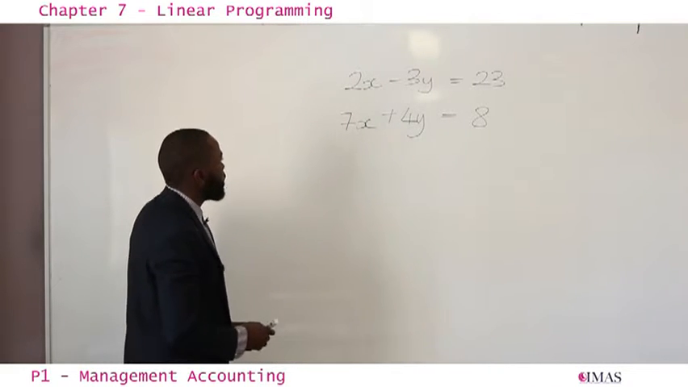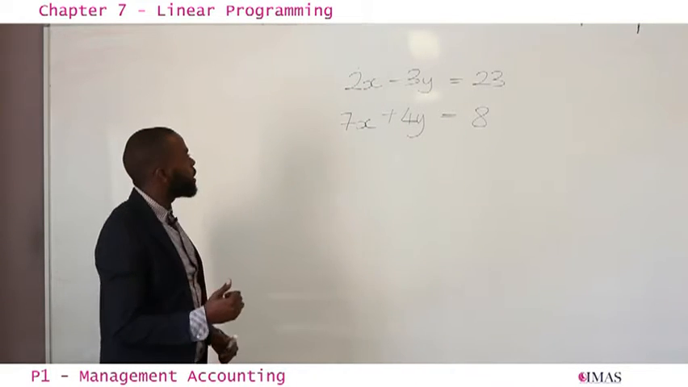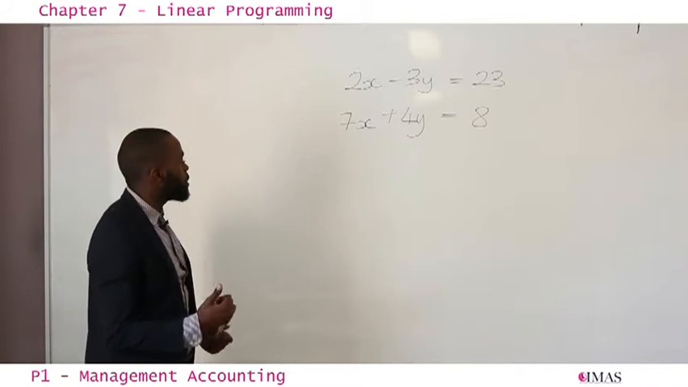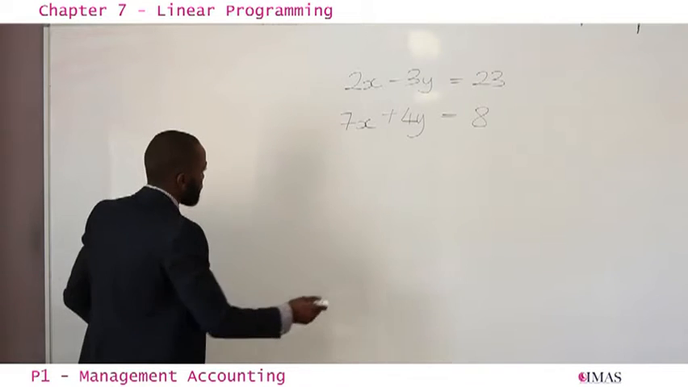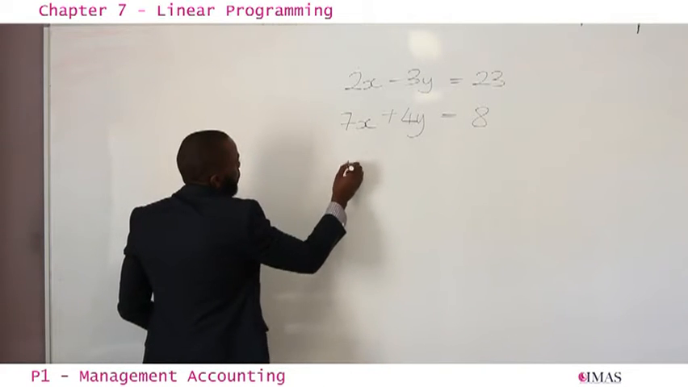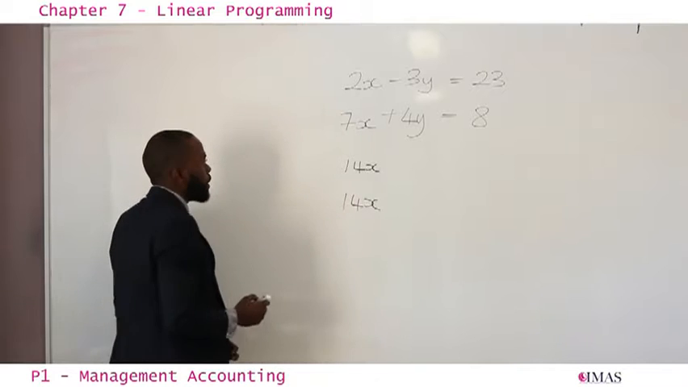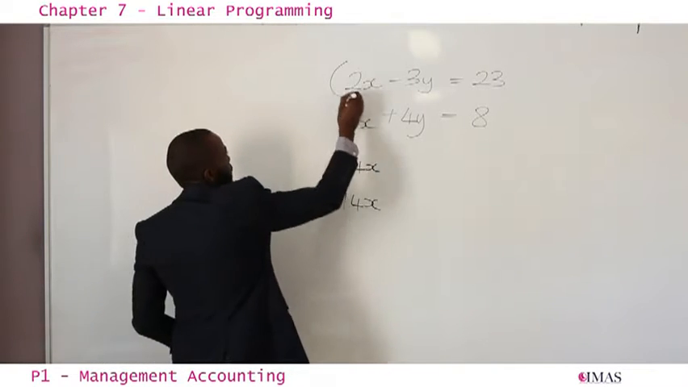Now how I do it, I need to look at multiples of 2 and 7. The lowest common multiple is 14. So what I want is to have 14x in both equations. So I take equation 1.